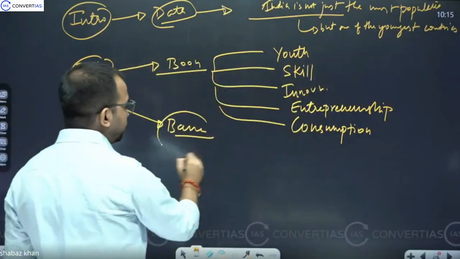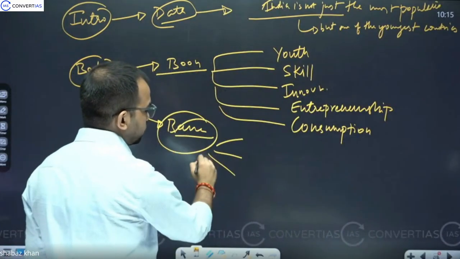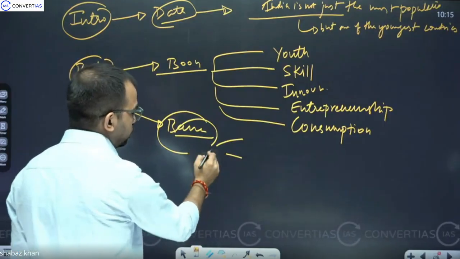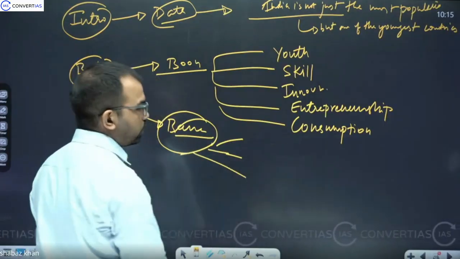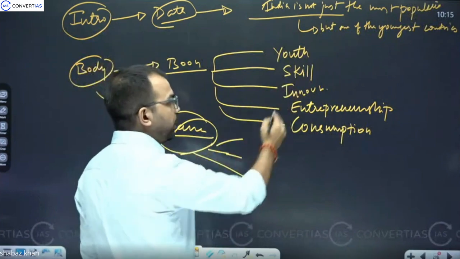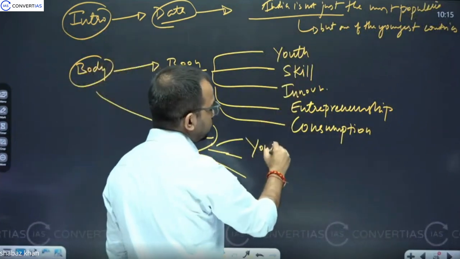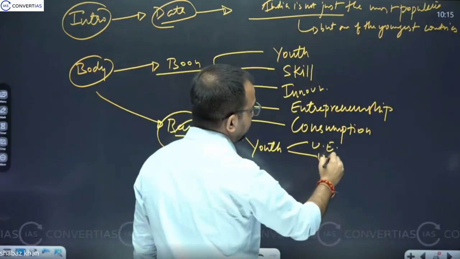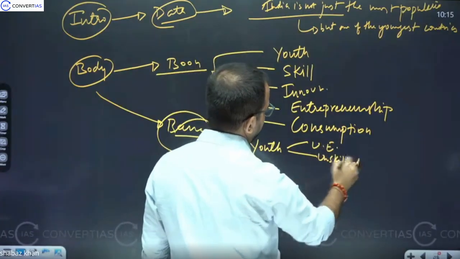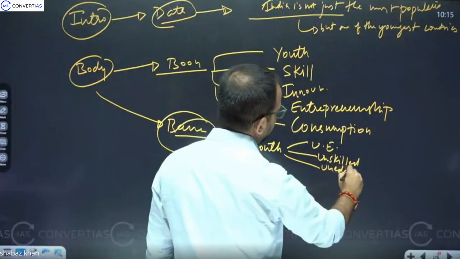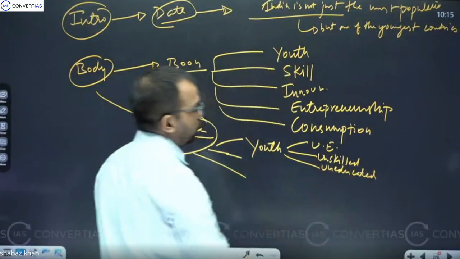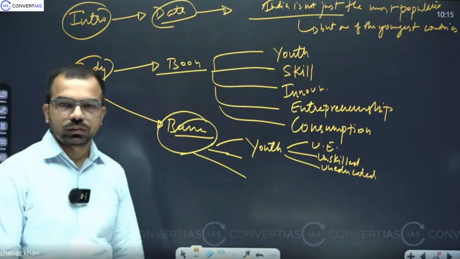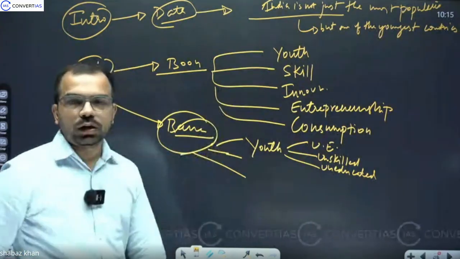What is the bane here? Pick up the bane from the youth. Youth, unemployed, unskilled, uneducated. Yes. Pick up the points that you have already written.